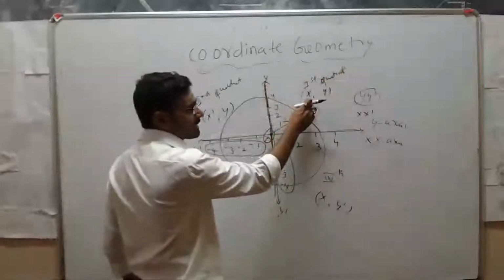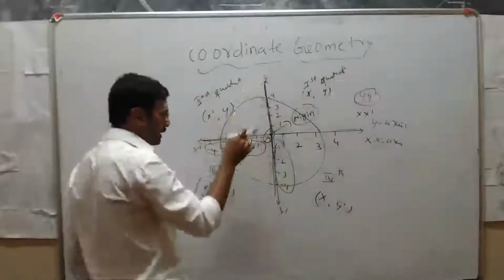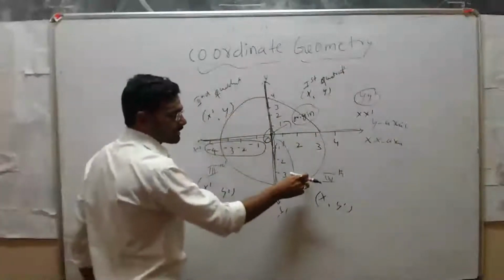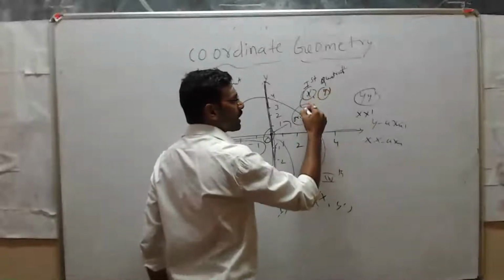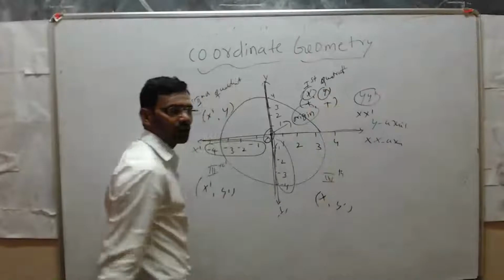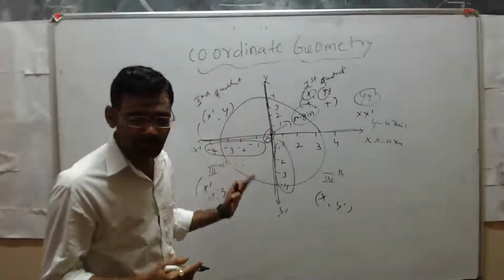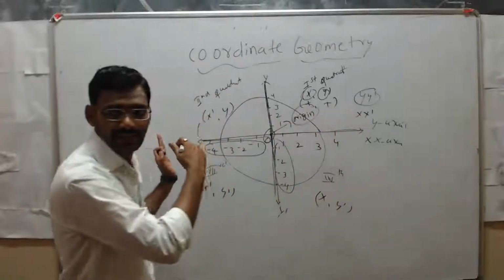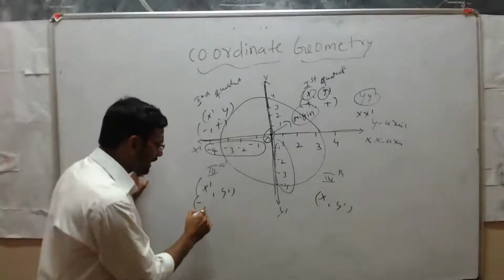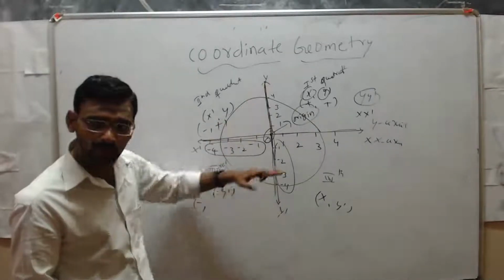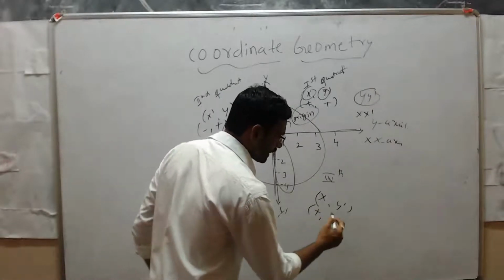This is the x-axis, this is the y-axis. In the first quadrant, x and y are always positive. X dash means the negative value of the x-axis, y is positive. In the third quadrant, x dash and y dash are both negative. In the fourth quadrant, x is positive and y is negative.